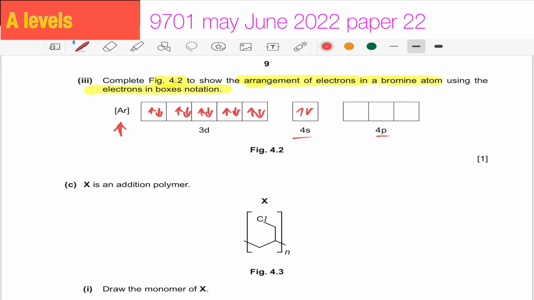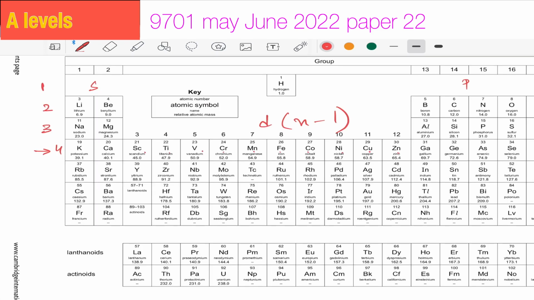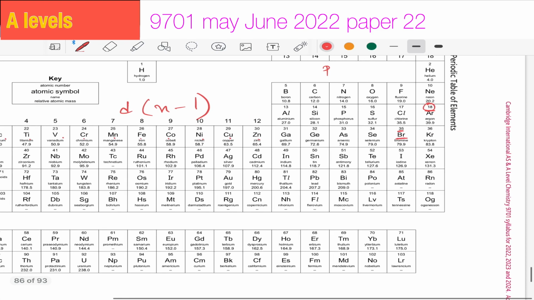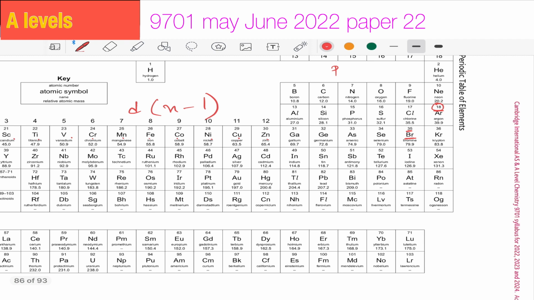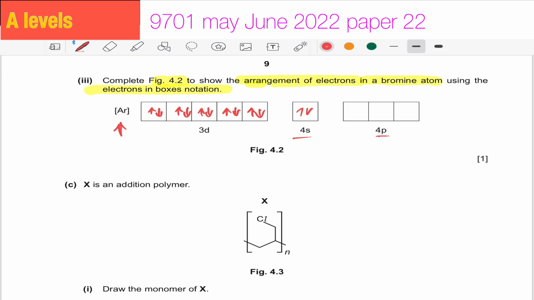So we have filled 10 electrons in D orbitals, and then we move into the P orbital, and P would be filled just like S, in whatever shell we are. So that means 4p would be filled. And how many electrons are present in 4p? 1, 2, 3, 4, 5. So we have to fill 5 electrons in 4p. So it would be 1, 2, 3, 4, 5. So this would be the electron configuration of bromine.